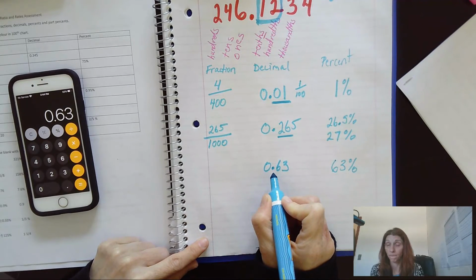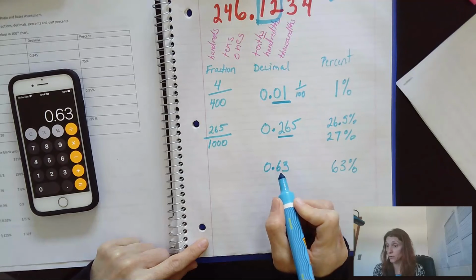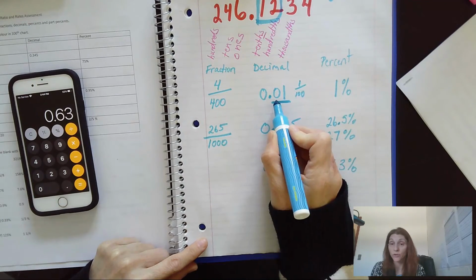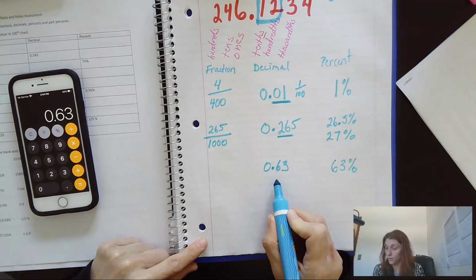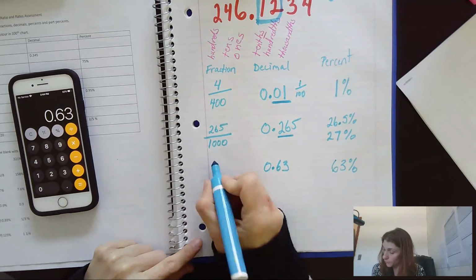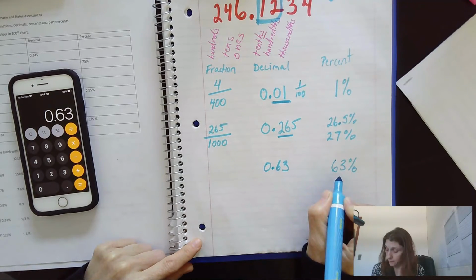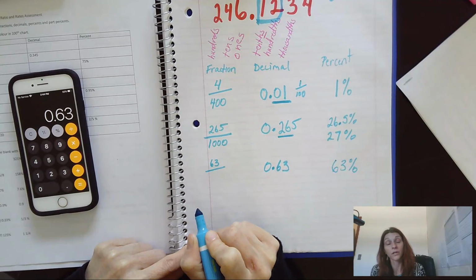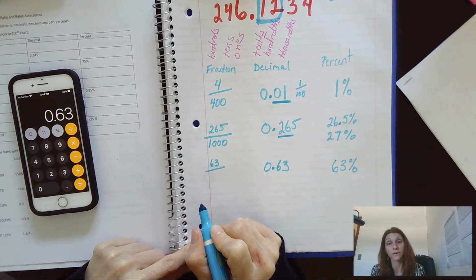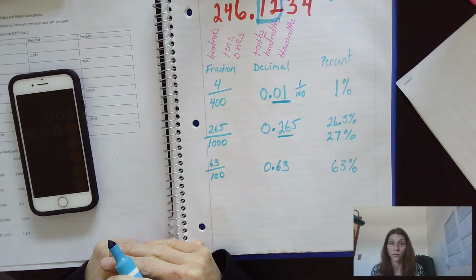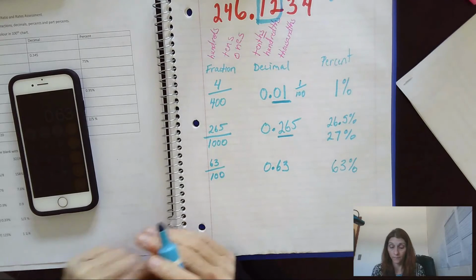Hold your place values, though. Be careful. If it's a smaller percent, like 1%, you need to make sure you hold your place values with your zeros. And then if you write that as a fraction, you take your number, 63%. 63% means 63 out of 100, and there's your fraction.